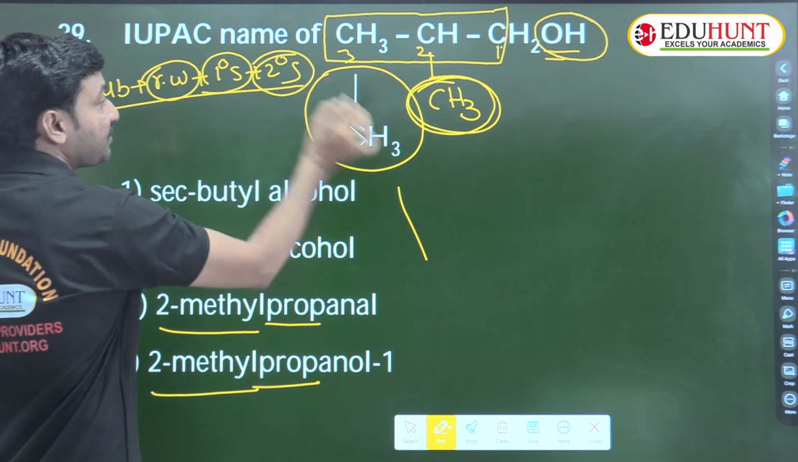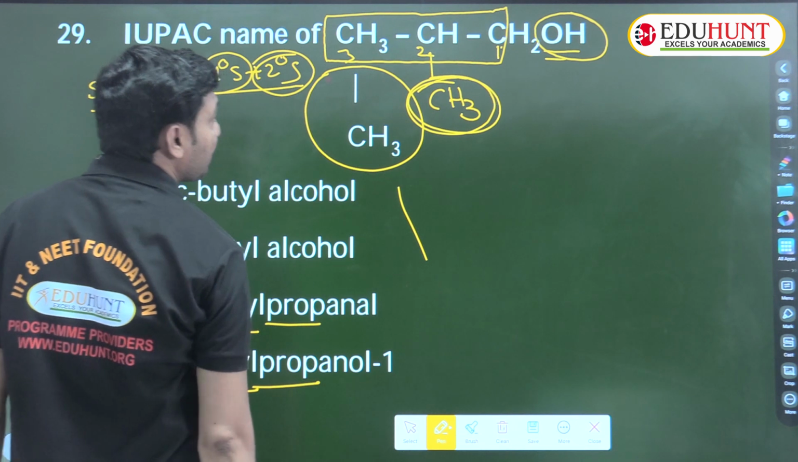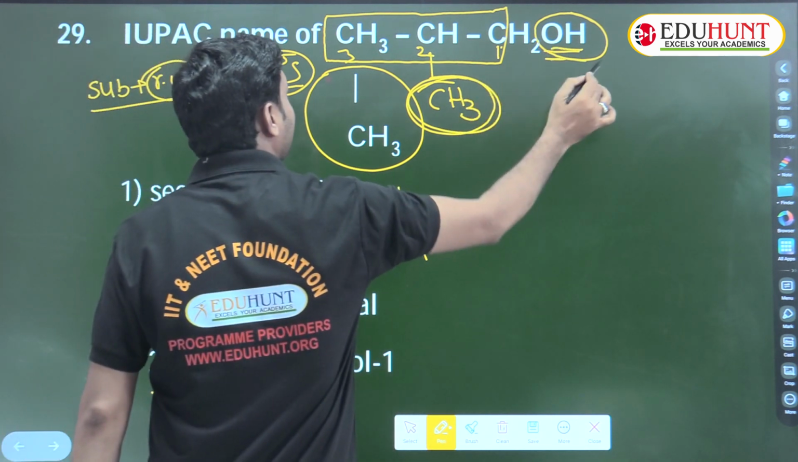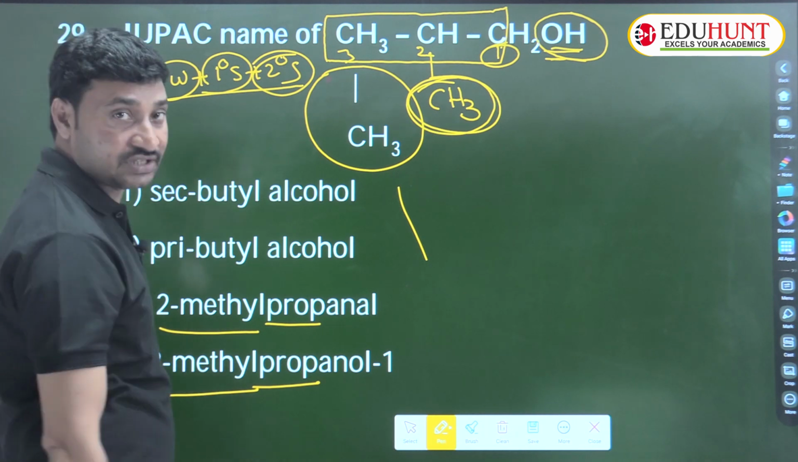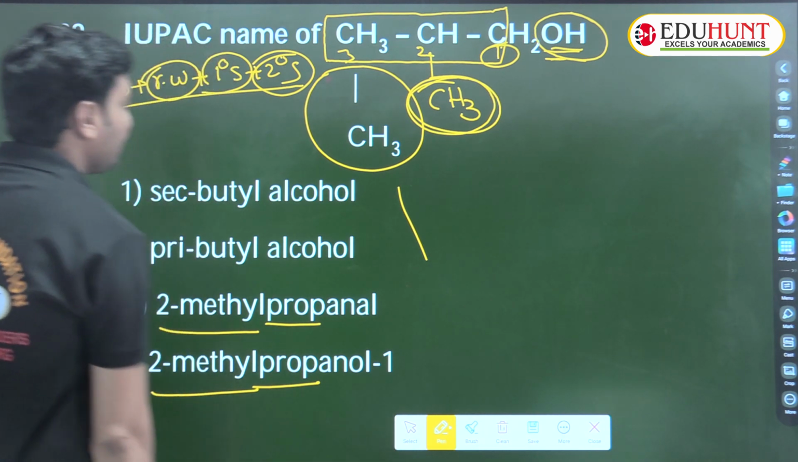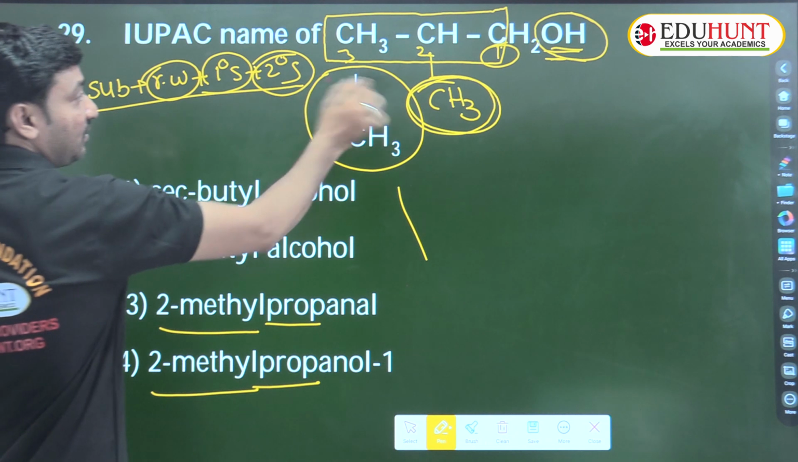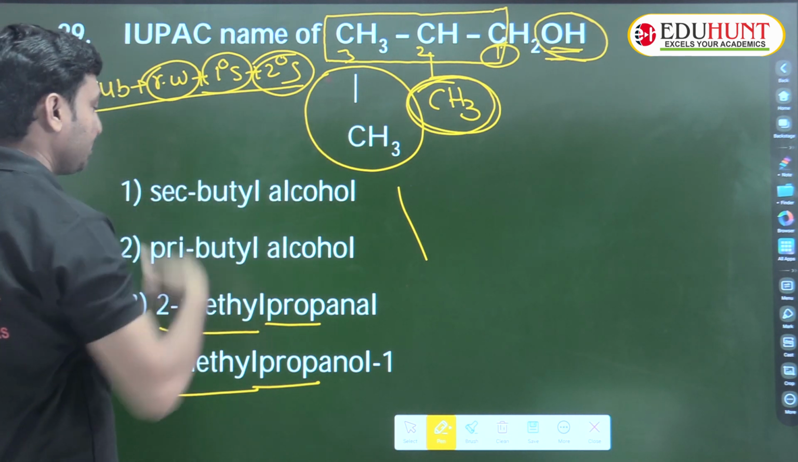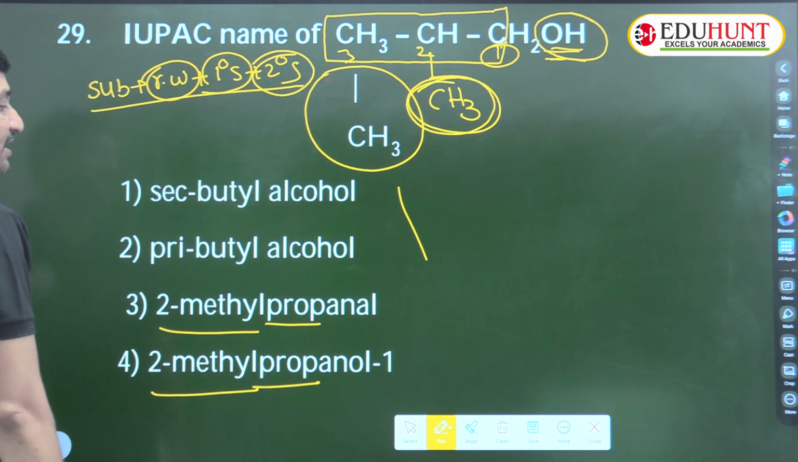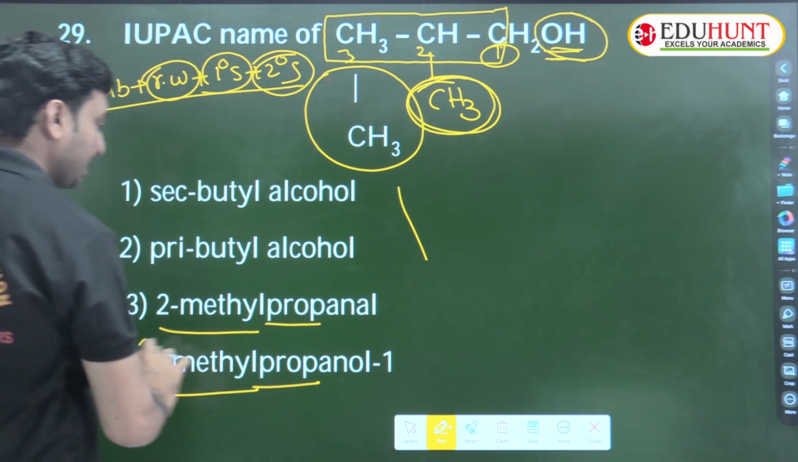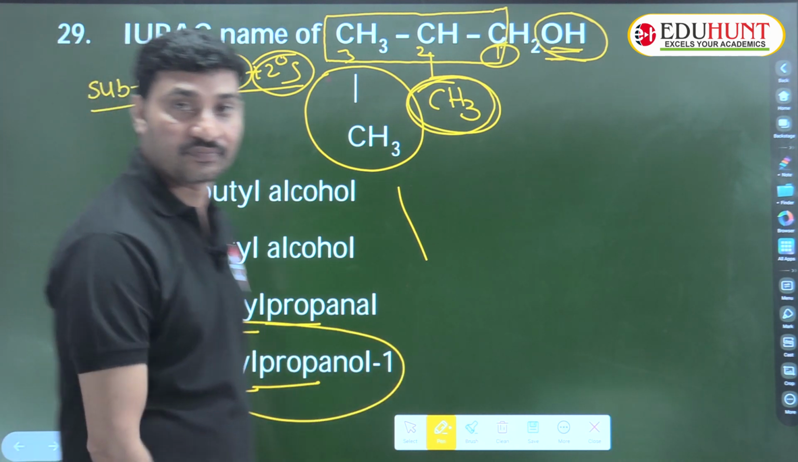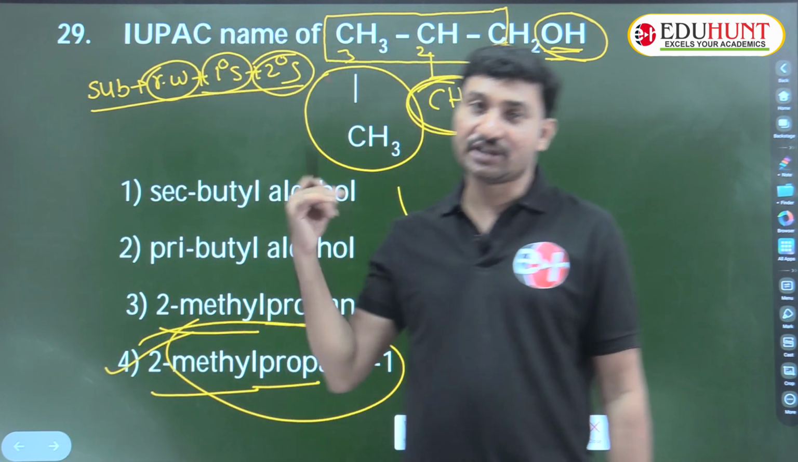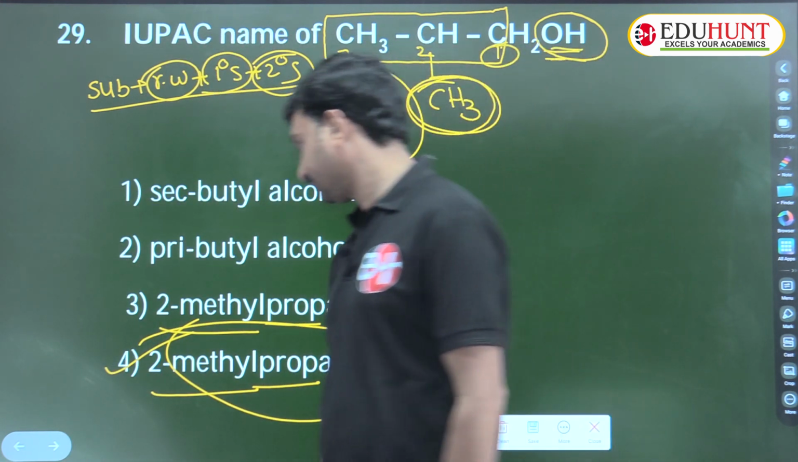And the secondary suffix. The secondary suffix tells about the functional group. What is the functional group? Alcohol. On which carbon atom? First carbon atom, right? So the answer is ol. What is the secondary suffix? Ol, right? So 2-methylpropan-1-ol, or 2-methylpropanol-1. So this is the right answer. Got it? According to IUPAC naming rules.